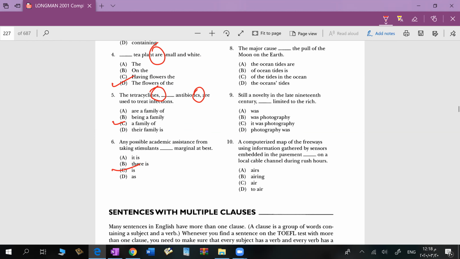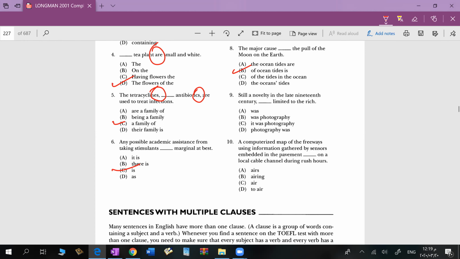Okay, the major cause of the tides in the ocean, the pull of the moon. Do we have a verb? No. So what can we make it to have a verb? Number A. The major cause. Is. Number B.